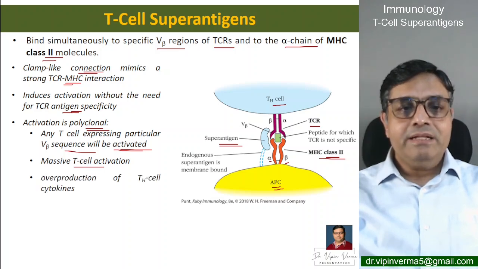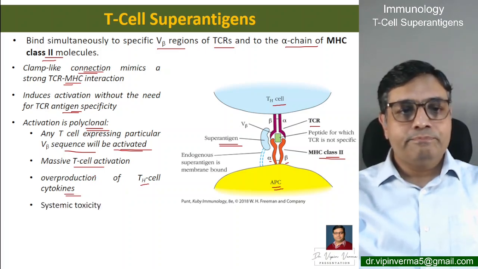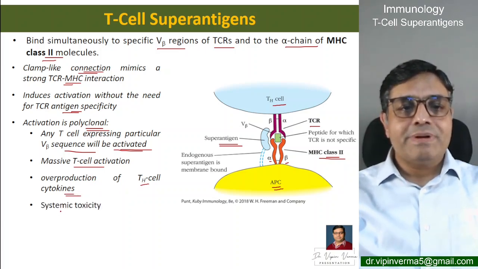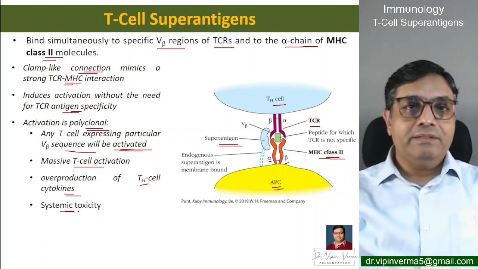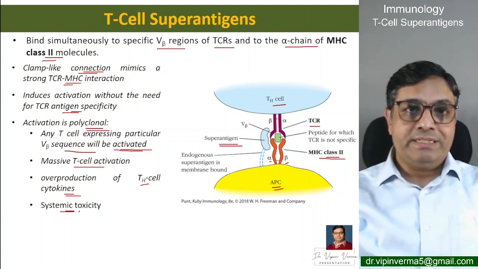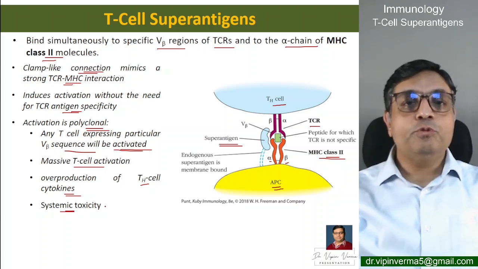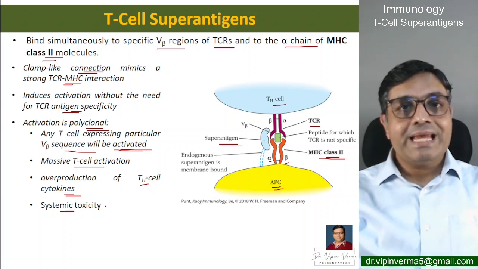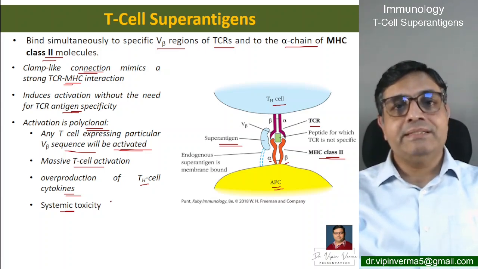Okay, and the overproduction of the T H cell cytokines causes the cytokine storm. So that creates a systemic toxicity. All right. So usually the normal immune response is highly regulated, calibrated, and calculated. But in case of super antigens, they can create havoc inside the system.